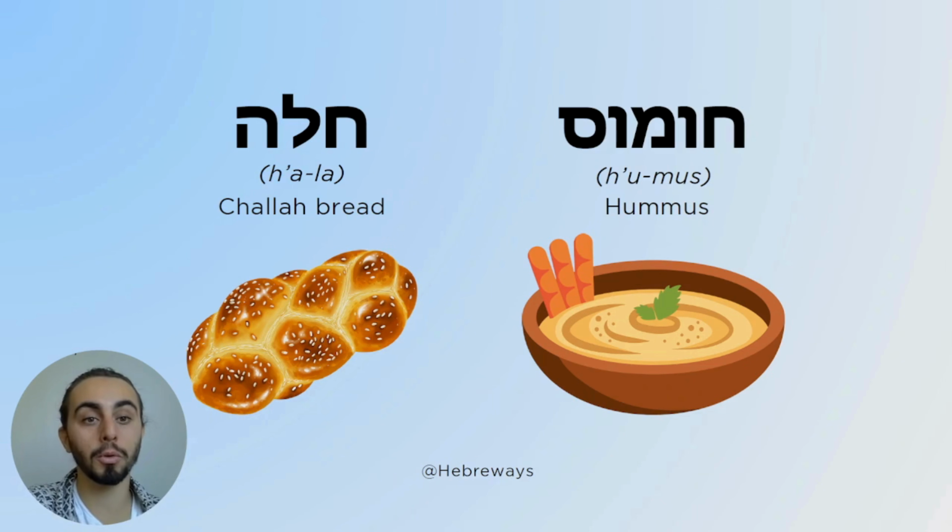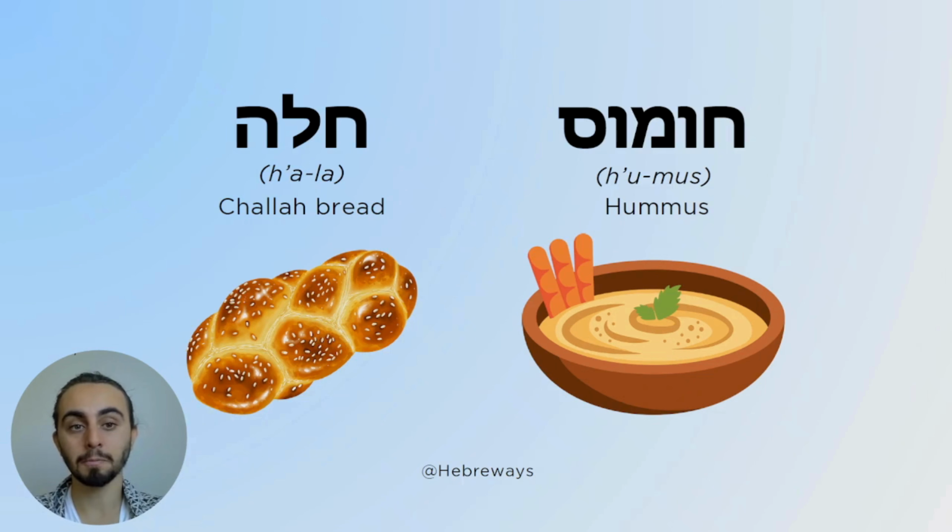We got hummus. Hummus. Again, in English, it's kind of hard to pronounce it. It's hummus, but hummus, we say. Or the classic challah. Challah. This is a bit more known as challah bread. It's a good mix. Challah and hummus.